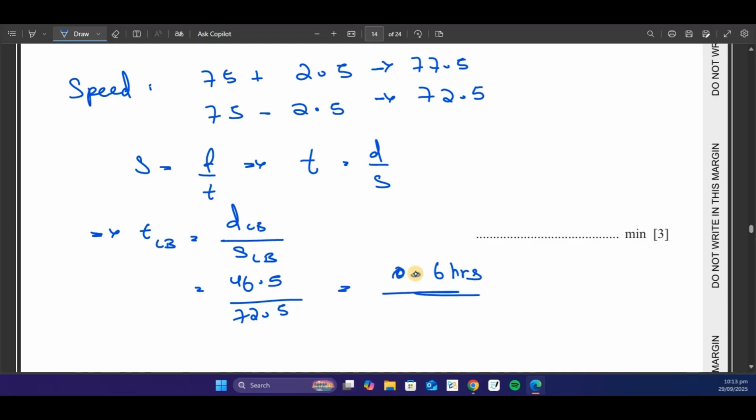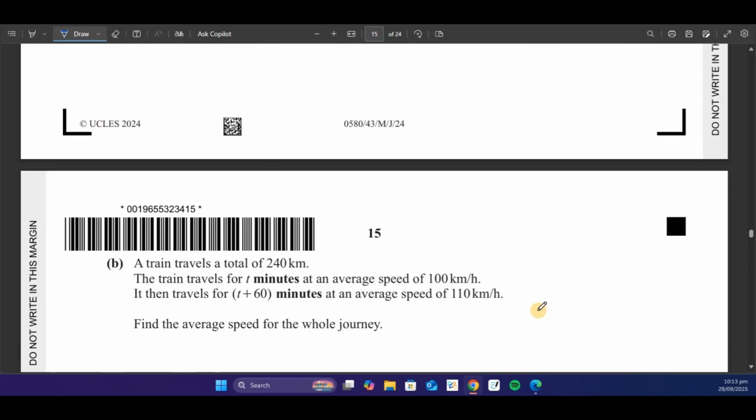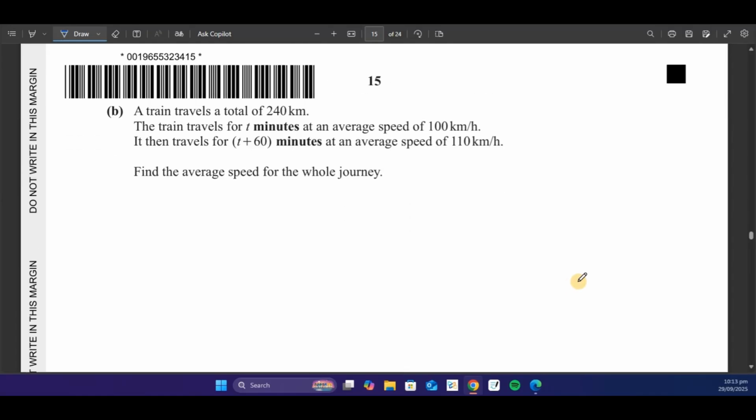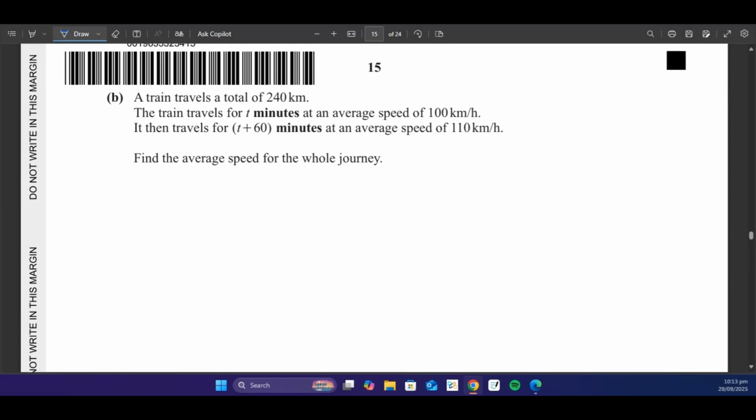So in minutes, that should be 36. Alright, perfect. Part B. The train travels a total of 240 kilometers. Okay, that's your distance, 240. The train travels for t minutes at an average speed of 100 kilometers per hour. It then travels for t plus 60 minutes at an average speed of 110 kilometers per hour. Find the average speed for the whole journey.